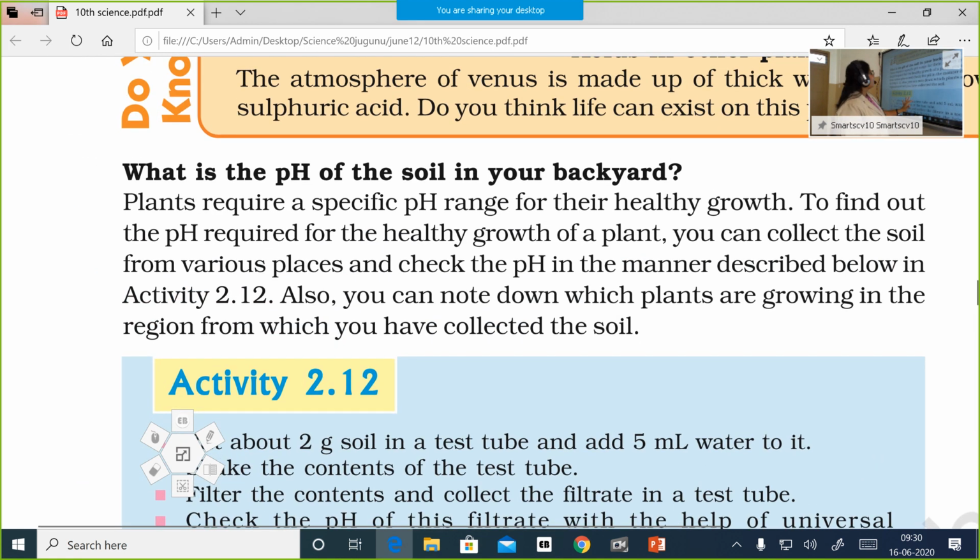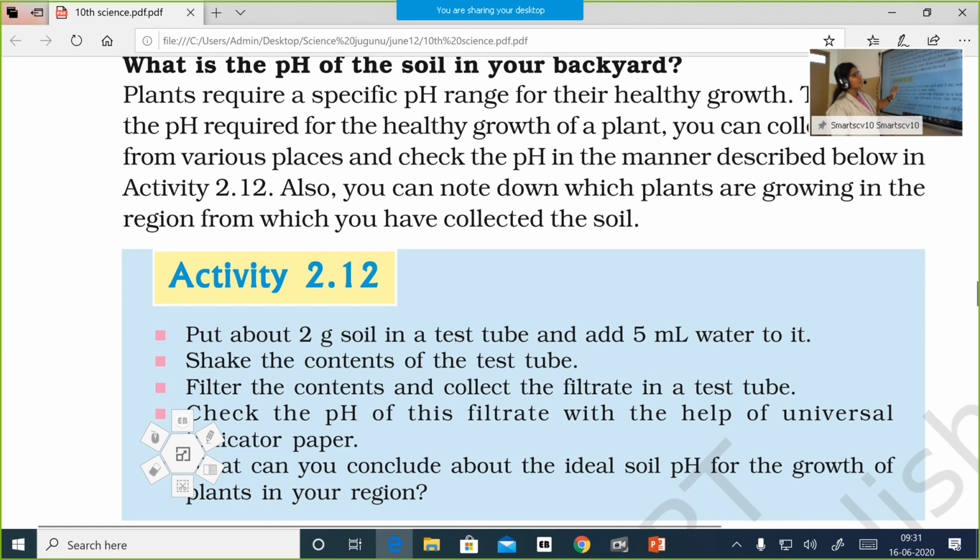I'll just read it. What's the pH of soil in your backyard? Plants require a specific pH range. I told you the pH range: 6.0 to 7.0. To find out the pH required for the healthy growth of a plant, you can collect the soil from various places and check the pH in the manner described below. So what is the way in which you need to do it? Also, you can note down which plants are growing in the region from which you have collected the soil.